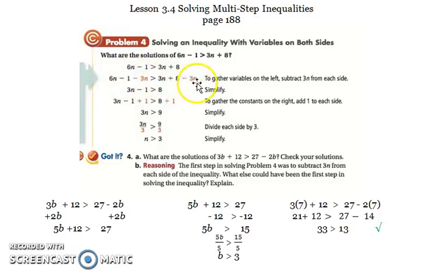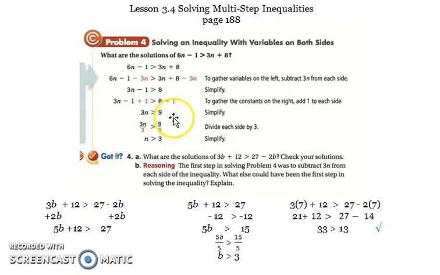So 3n minus 3n is 0, so that leaves an 8 on that side. 6n minus 3n is 3n, and we still have that minus 1. So the next step is to add the 1. So 8 plus 1 is 9. The two 1's go away on that side, leaving the 3n.